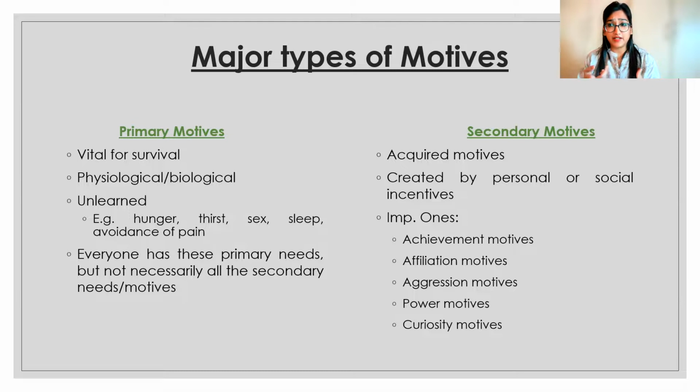From the name secondary, we know that they are not the key motives that drive us, but they are, of course, the learned motives that drive us. They are acquired, created by social incentives or personal incentives. And the key secondary motives are achievement motivation, affiliation motives, aggression motives, power motives, and curiosity motives.